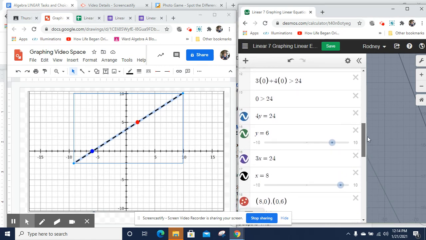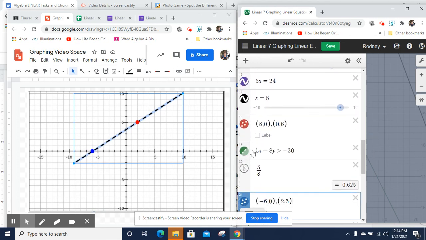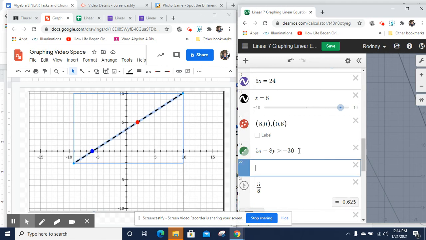And now I just got to figure out two things. Is it dashed? And which side? Let me find my actual equation. There it is. 5x minus 8y is actually an inequality, greater than negative 30. So is it dashed? It's dashed because it's not greater than or equal to. And then I'm going to pick a test point. Since 0, 0 is not on the boundary line, I'm going to use 0, 0. So 5 times 0 minus 8 times 0 is greater than negative 30. And is that true? So that's 0 minus 0, so 0 is greater than negative 30. That means that 0, 0 is a winner.